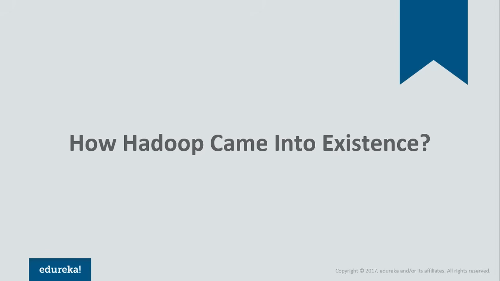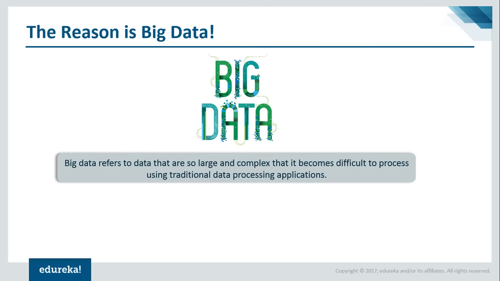So first let us know how Hadoop came into existence. The reason is big data. Now what is big data? Big data is a term used for a collection of data sets that are very large and very complex, and it is difficult to store and process them using our available database management tools or our traditional data processing applications.